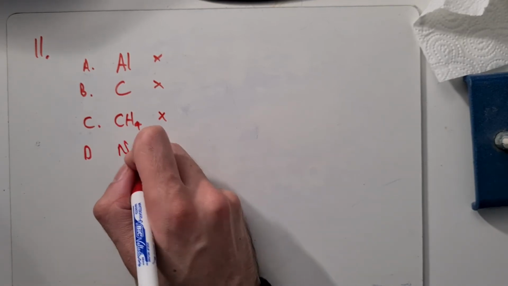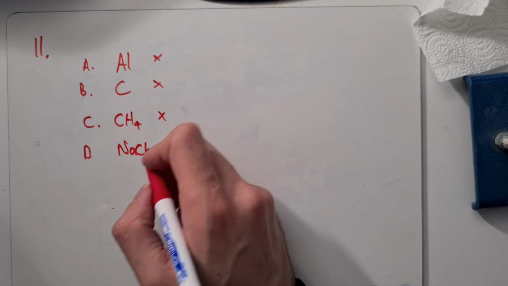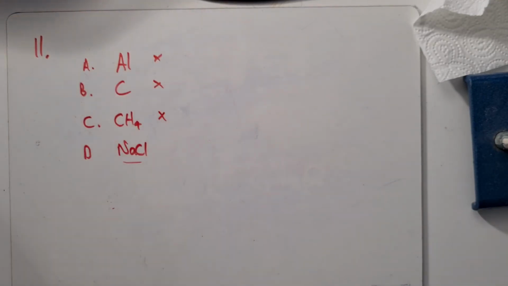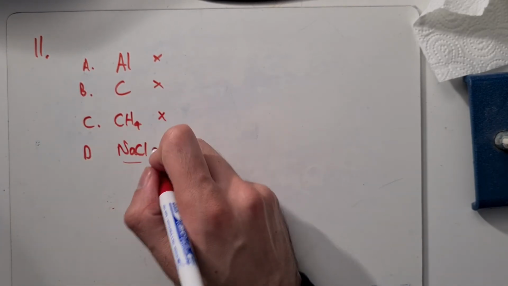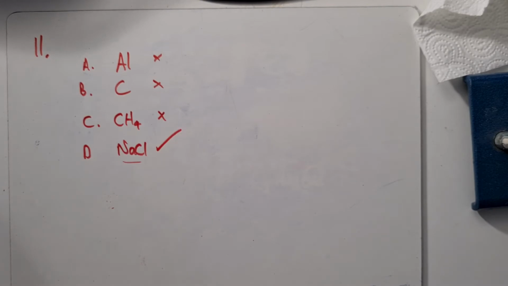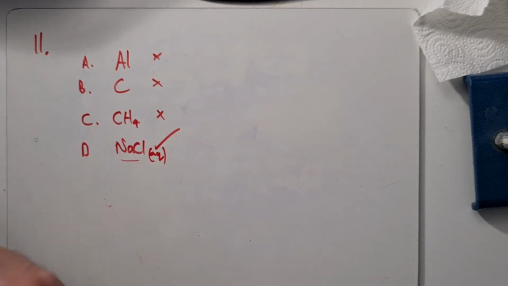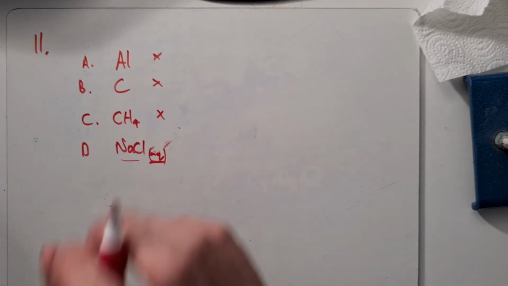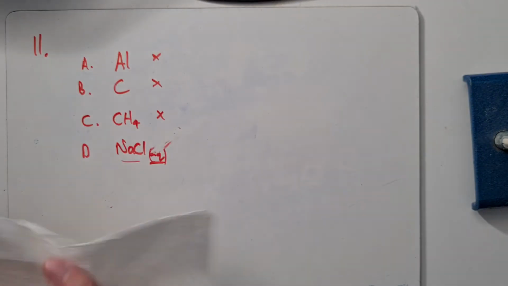D, NaCl. Let's hope this is right. So ionic, high melting point, yep. Can conduct if it's molten, yep, and or dissolved in solution, and is soluble in water. So it is D. So 11 was D. Oh, it did tell you it is sodium chloride aqueous, so that's why it can conduct. It's dissolved in water, soluble. You can see from the first part, and when it is, it'll conduct electricity.